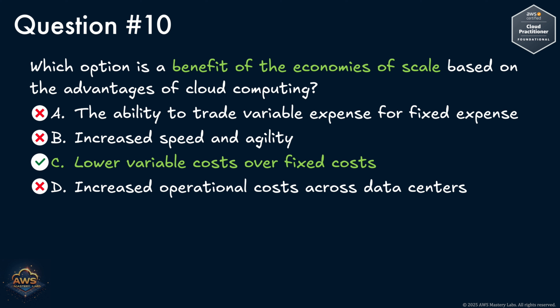Option C, lower variable costs over fixed costs. This is the right answer and perfectly captures the essence of economies of scale in the cloud. Because AWS operates at massive global scale, it can negotiate better hardware prices, optimize data center operations, and build infrastructure more efficiently than individual companies. These savings are passed on to customers in the form of lower variable costs, meaning you pay less per unit of compute, storage, or bandwidth as usage grows. Option C is correct, because this reflects true economies of scale. More usage equals lower per unit cost, which is a major financial benefit of cloud computing.